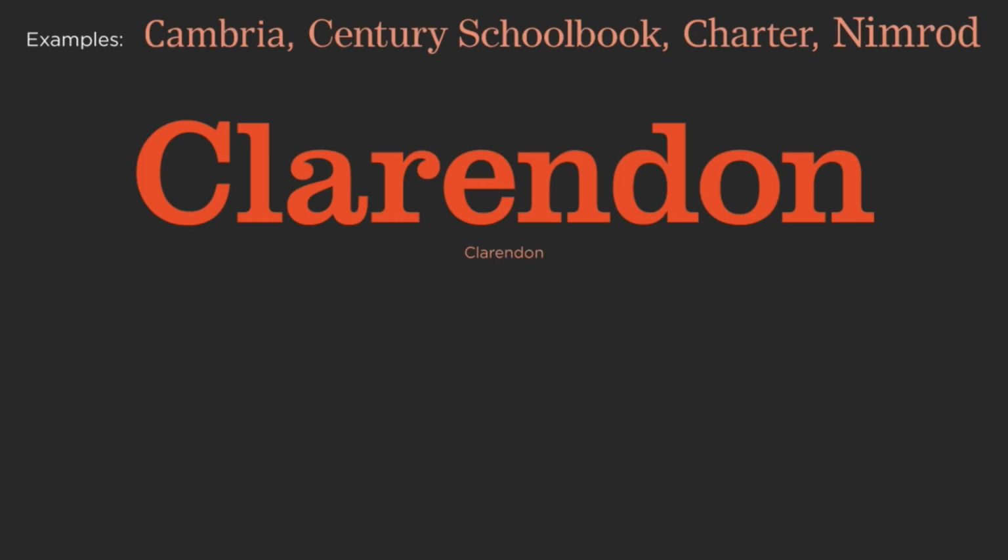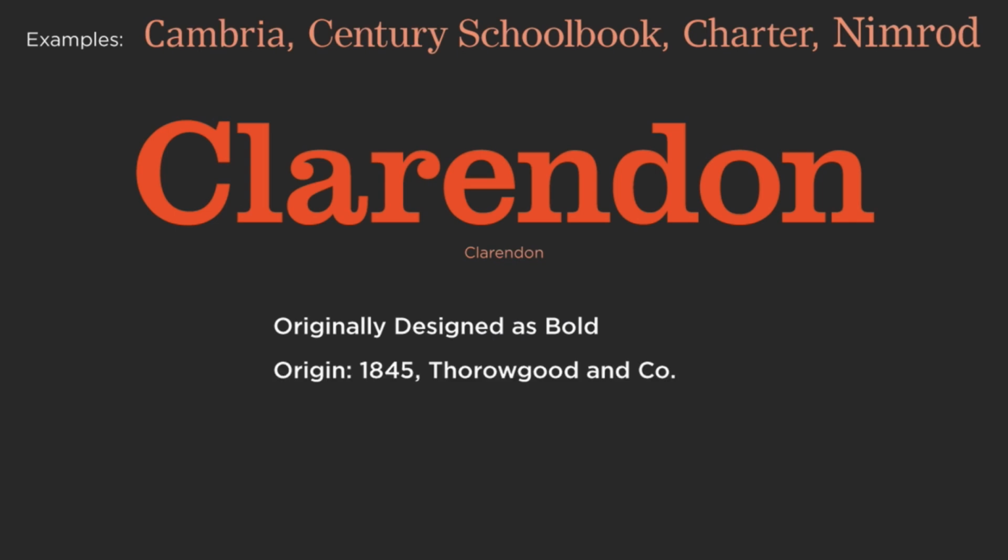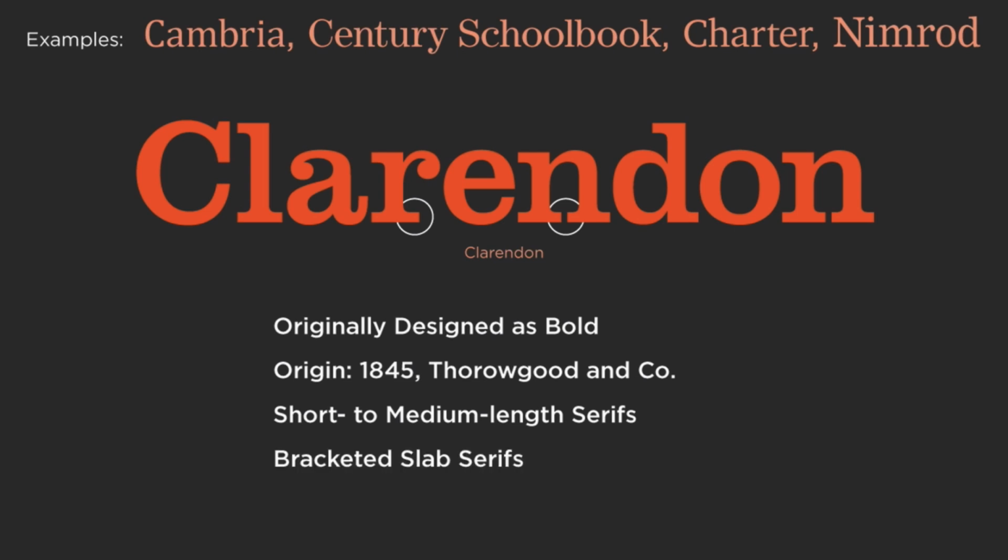Faces classified as Clarendon were originally designed as bold, typically for use in headlines and accompanying more delicate body type. They began appearing in the mid-19th century, stemming from the original 1845 Clarendon typeface by Thorogood & Company. Their serifs are short to medium length and can often be described as bracketed slabs. Although the earliest Clarendons had a more subtle stroke weight variation, several modern interpretations have increased the contrast.